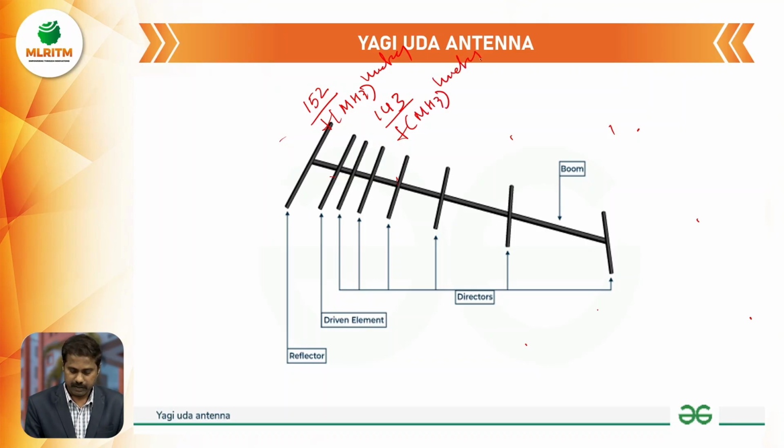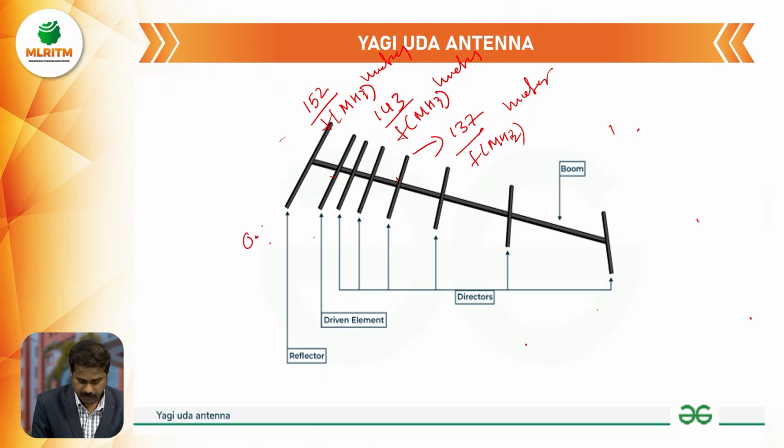And the next one, the director length, is 137 divided by the frequency in megahertz, in meters. Okay, this is the formula for the lengths of the reflector, driven element and director. Here, for suppose, this is 0.6 length.